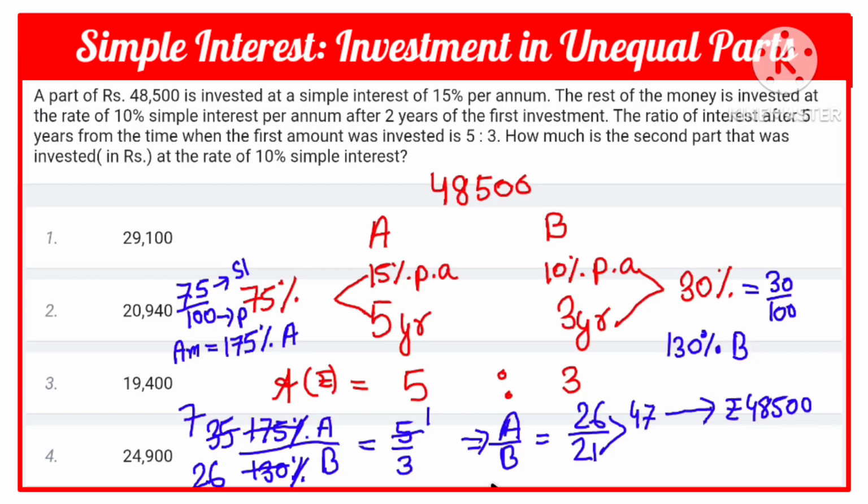48,500. But you are asked to find out the amount which was invested at 10%, that is B, and here B is 21. That means you are asked to find out the value of 21 units. So you need to divide this 48,500 rupees by 47 to find out the value of 1 unit. Now with this we need to multiply by 21 to get the value of 21 units. If you cancel out, you will get your answer as option number 1, that is 29,100.